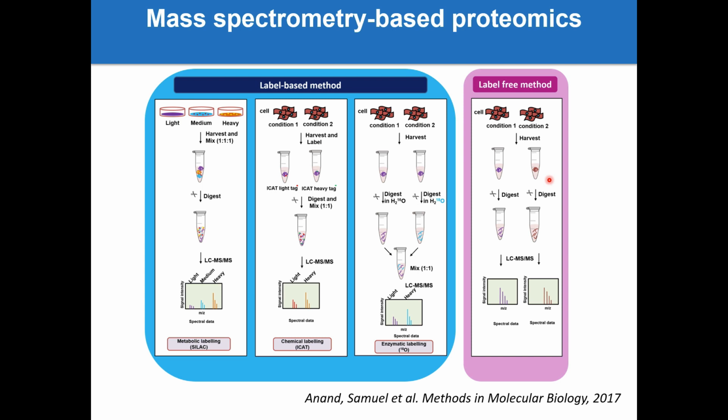So again, when you talk about mass spec-based proteomics, you can analyze your samples by various methods. You can use a label-based method, where you can use many of the metabolic labeling methods like SILAC, where you grow the cells in light, heavy, or medium isotopes, thereby labeling the proteins which go into the EVs with different isotopes. Thereby you can quantify them by mass spectrometry. Or you can do this by chemical labeling or even enzymatic labeling.